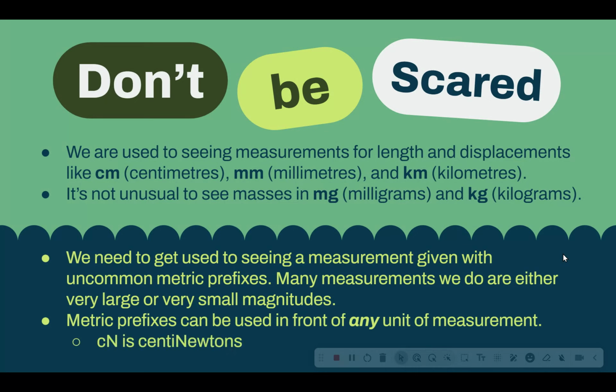So I could have cN, centinewtons. I'm not saying that's something I would often see, but it is allowed. I can see things like mJ, millijoules. What I've got to recognize in all of these is that the second letter is the one I should be looking at for the unit of measurement that I probably am quite familiar with. And the first letter is going to be the metric prefix.